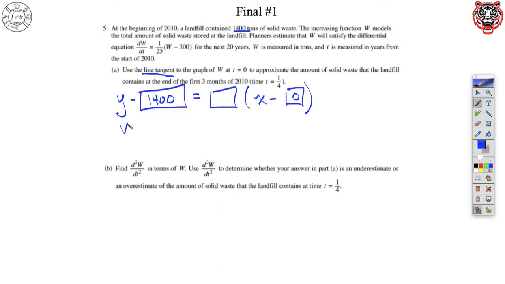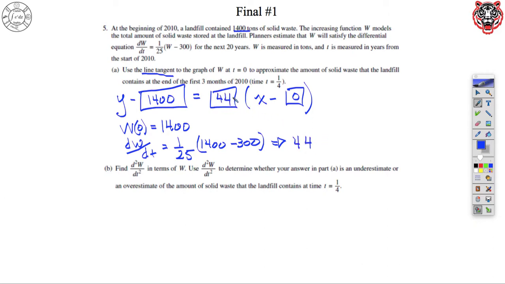So you can actually say w of 0 should be 1,400, which means dw dt is going to equal 1/25 of that 1,400 minus 300. And that's going to be negative 1,100, and if I simplify that all down, I get negative 44. So I don't know why I did a negative, but it should just be a positive 44. So that's our slope, 44.